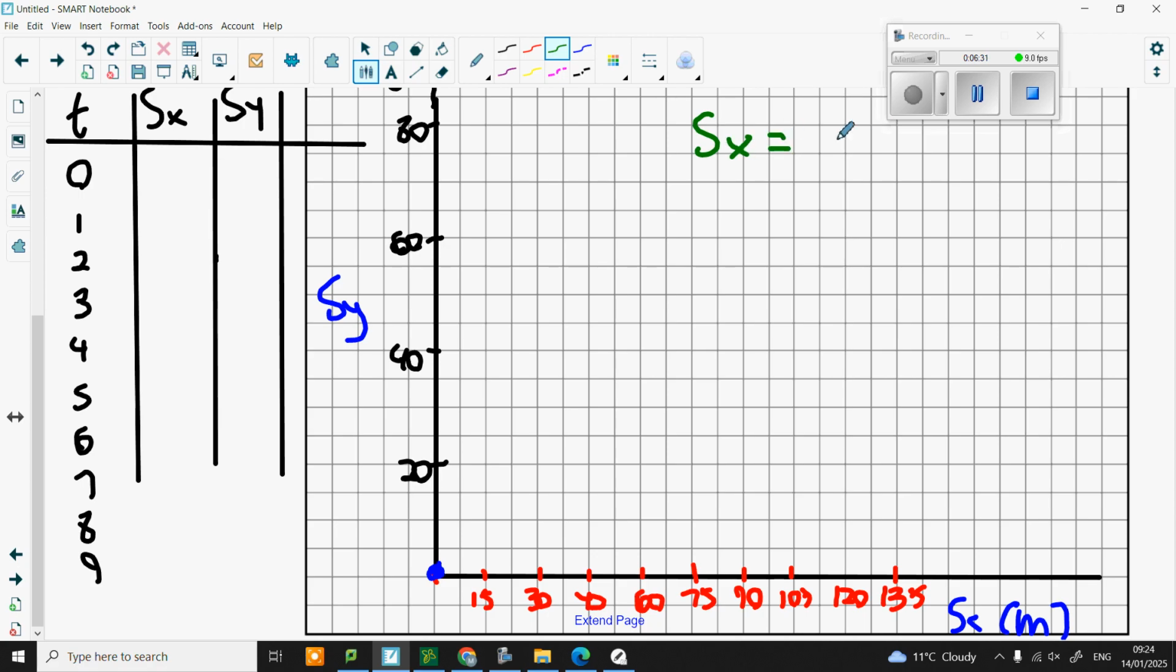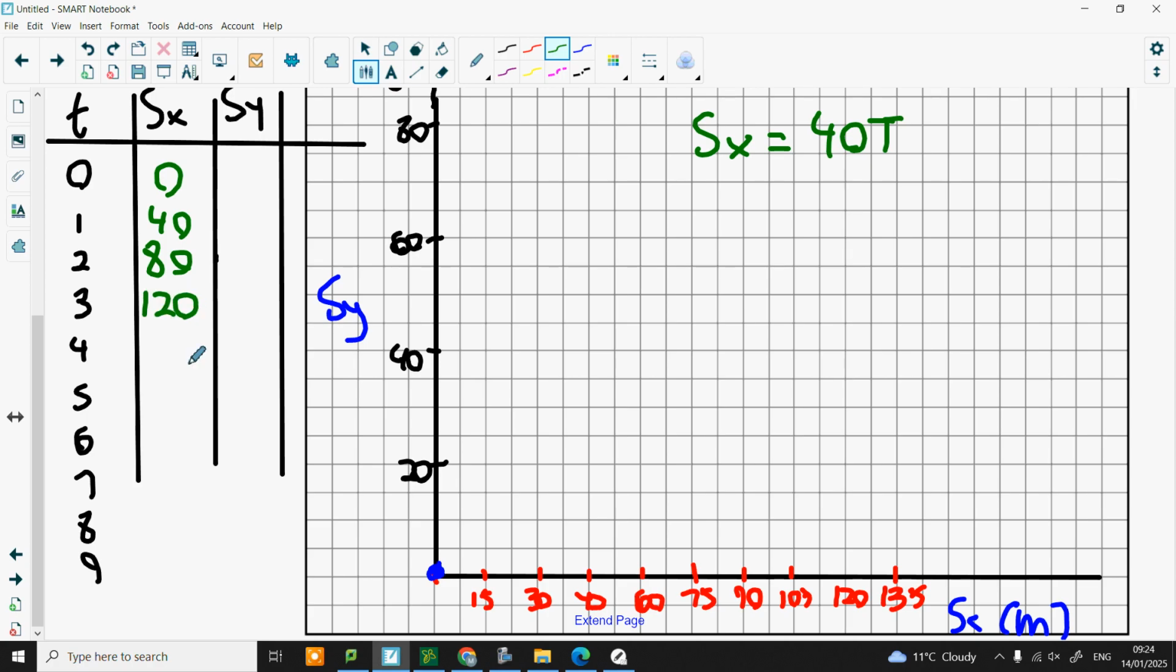Does anybody remember the Sx formula? 40t, was it? So it's going to be 0, 40, 80, 120, 160, 200. We know it goes over 7 seconds, don't we? Because we did that already, so it definitely goes over 7 seconds. So 240, 280, 320, 360. Let's keep an eye on the y values now.